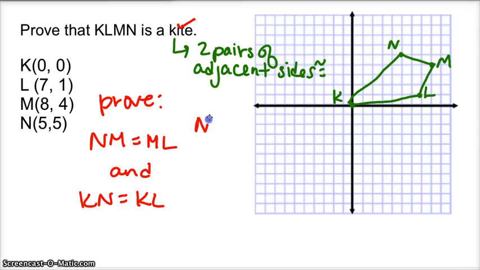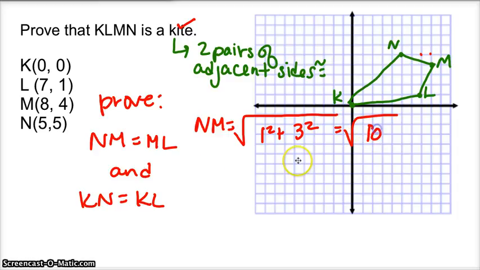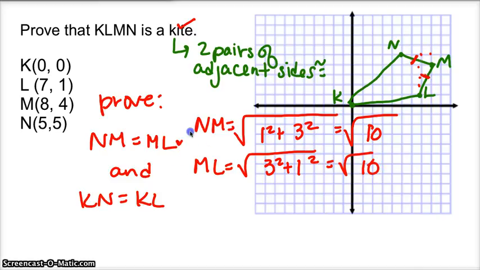So let's find the length from M to N using distance formula. I like the idea of rise 1, 2, so rise 1 squared plus 1, 2, 3. So this is going to give me 1 plus 3 squared. 3 squared is 9, so it's going to give me 10. Now let's find ML. I'm rising 1, 2, 3, running 1, also 10. So I've proven that these sides are congruent. So far, so good.